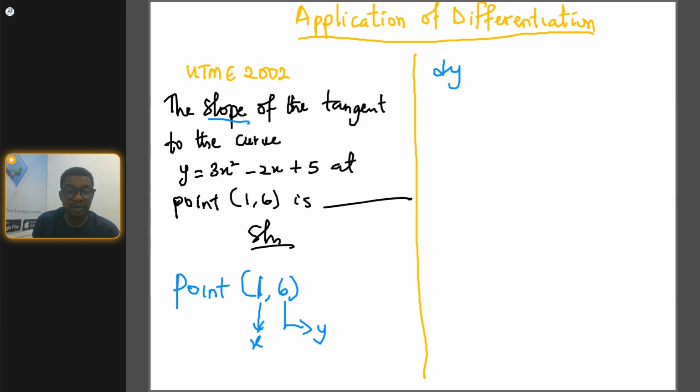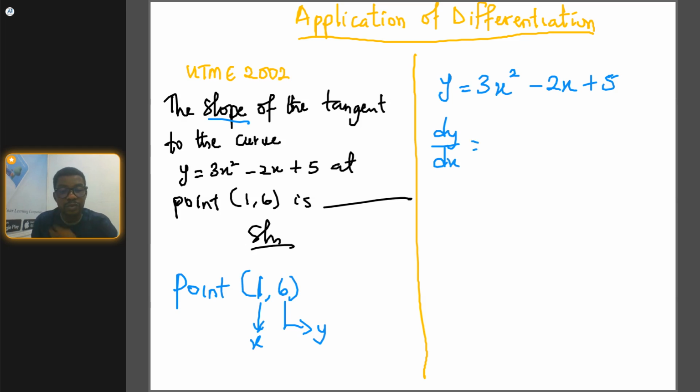So before we do that, let's rewrite the question. Given that y is 3x squared minus 2x plus 5, dy/dx equals, differentiating this, we have 2 times 3, that is 6x, minus, differentiating 2x, we have 2, and differentiating 5, the answer will be 0. So we have 6x minus 2.